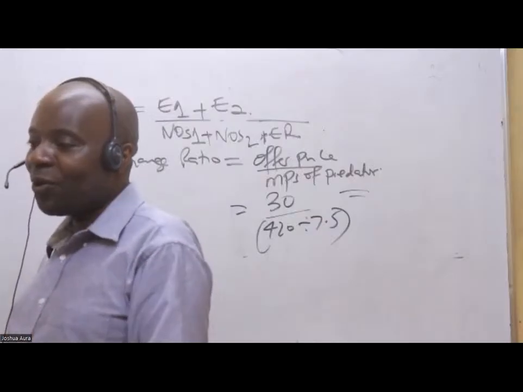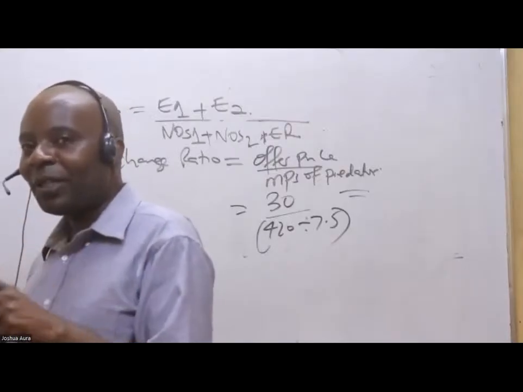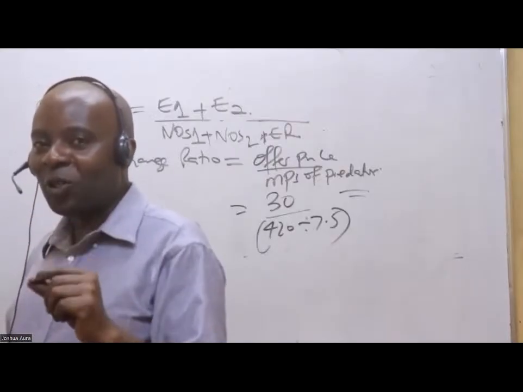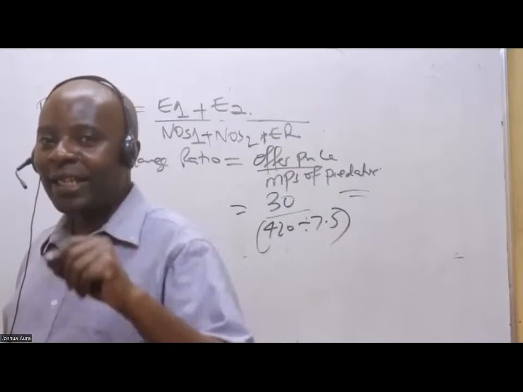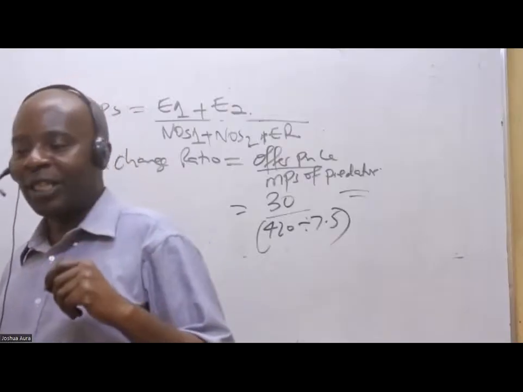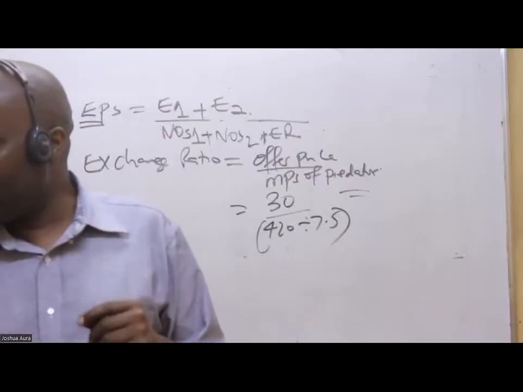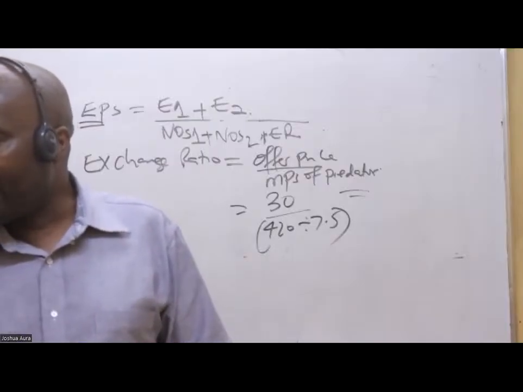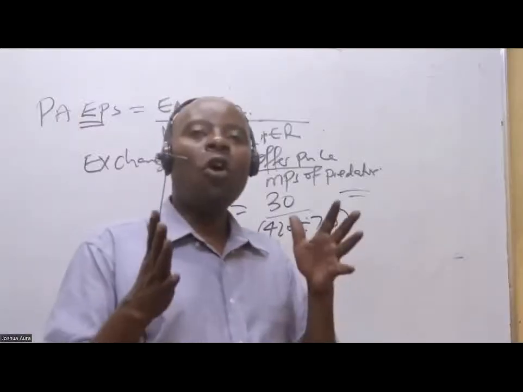Hirubo is asking a very good question. Why can't we use that EPS? EPS of the target over EPS of the predator, that is what we call the maximum exchange ratio. We use that maximum exchange ratio, the non-diluting exchange ratio, when the offer price is not given. Whenever the offer price is given, there is this offer price in the question: shareholders are offered a share of 30 on a share for share exchange. When the offer price is given, we normally calculate the normal exchange ratio.